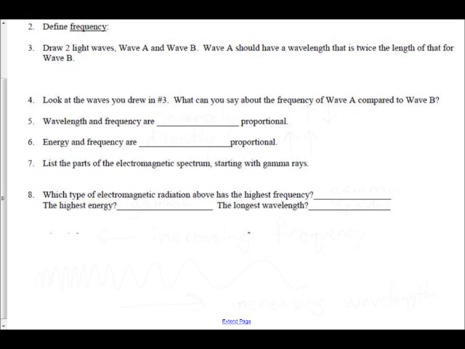Now, first thing, wavelength and frequency are inversely proportional. That means if one goes up, the other one has to go down. So it would look like that. Now, energy and frequency are directly proportional, meaning if one goes up, they both go up. So again, wavelength and frequency are inverse, meaning one goes up, one goes down. Energy and frequency are directly proportional. One goes up, they both go up.